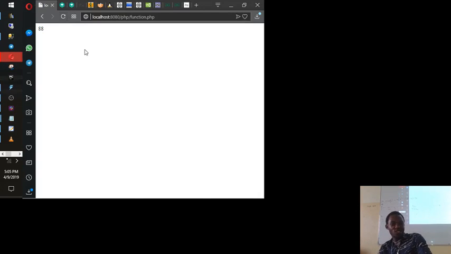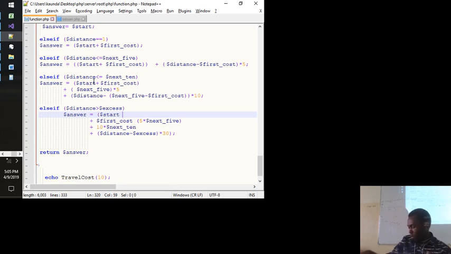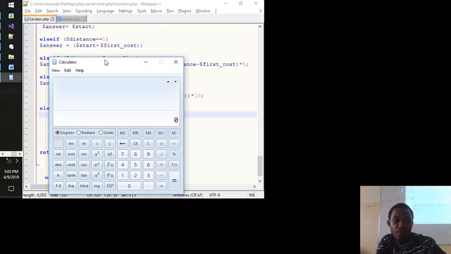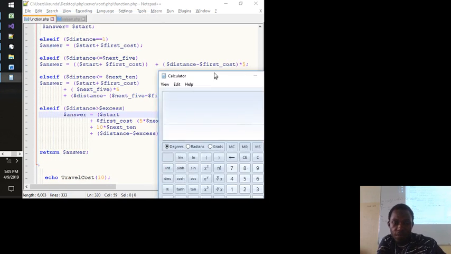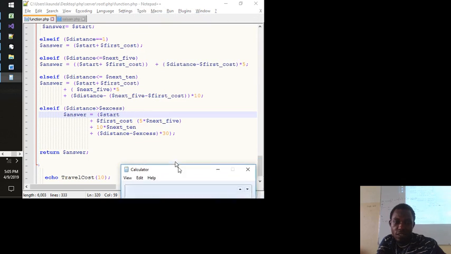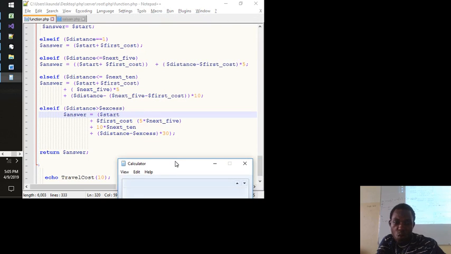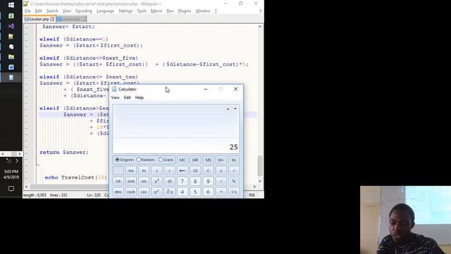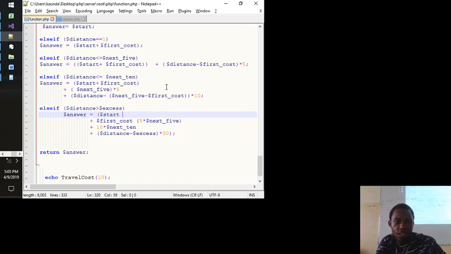Are you sure this answer is wrong? So we have 25, 25. So we have 25 plus 4, and that plus 40 plus 3, 68. Okay, and it's getting 88.